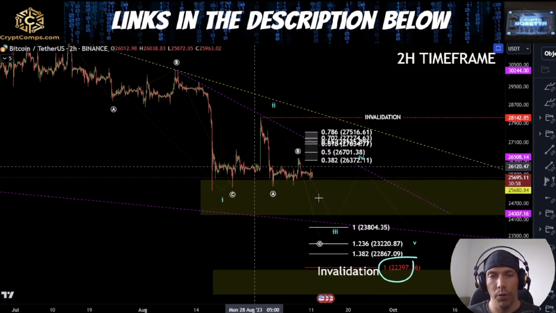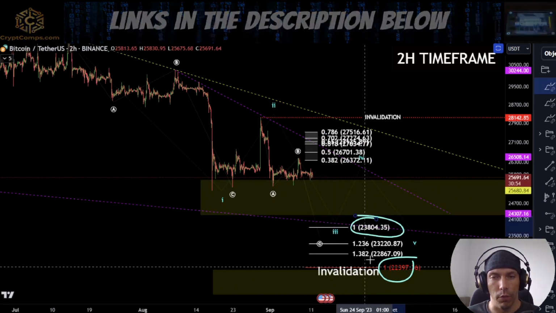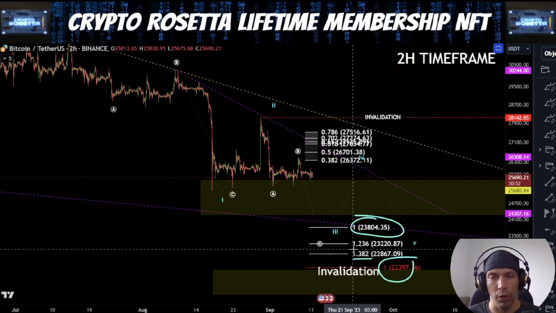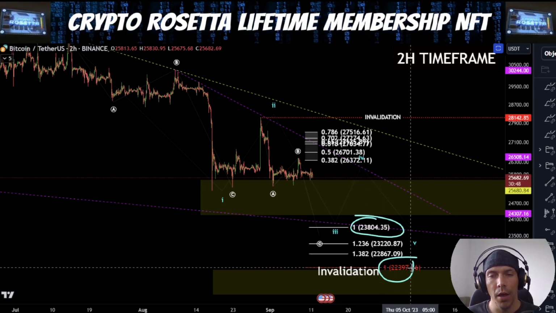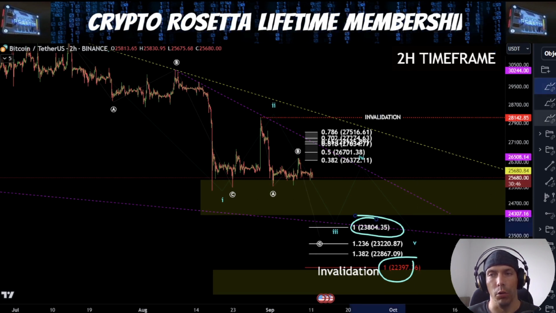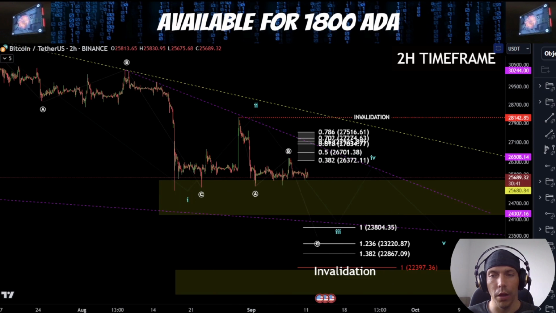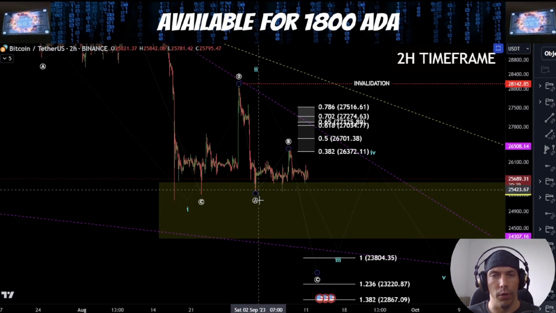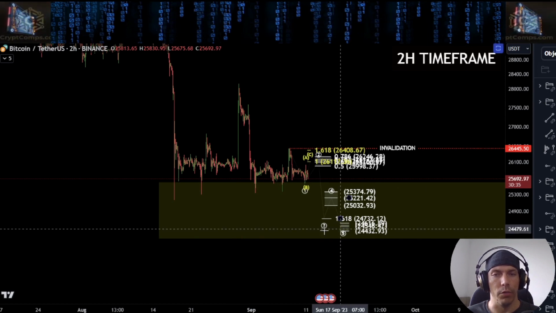Now, we could potentially look to push down towards this 1-to-1 level. If we do overshoot it, some other targets would be this 1236 and this 1382 as possible zones that we could look to as actually targets for this move to the downside. Now, it is possible here that we could have this as 1, 2 and this is already completed, or A, B and it's already completed.